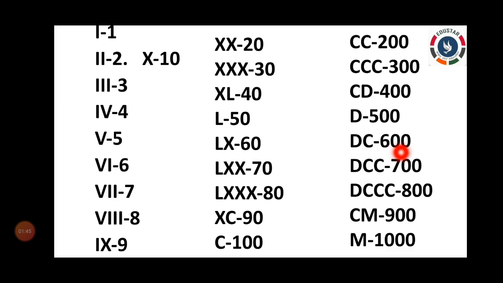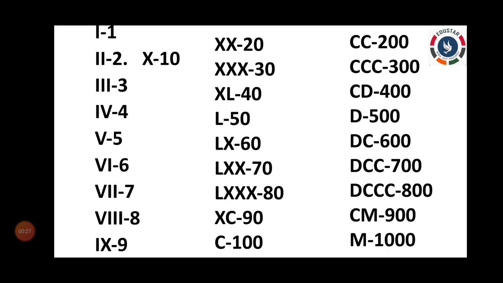DC is equal to 600. DCC is equal to 700. DCCC is equal to 800. CM is equal to 900. M is equal to 1000. How do we write 900? We want to subtract 100 from 1000. So 100 indicates C. Write C first, that smaller value. Then 1000 indicates M. So CM is equal to 900.